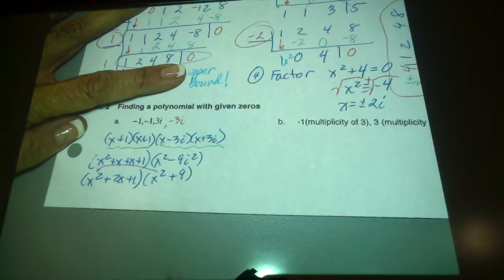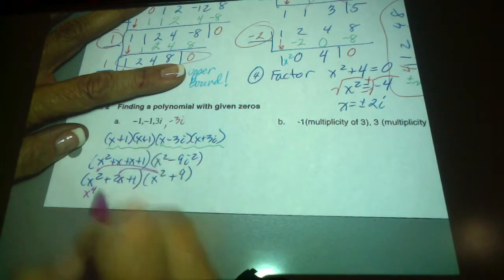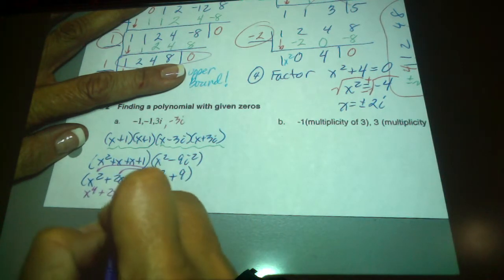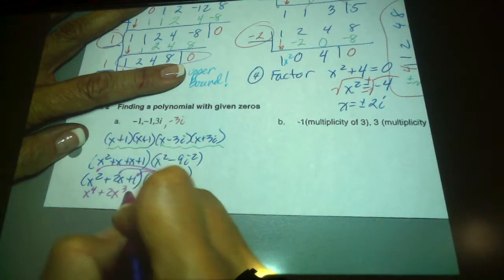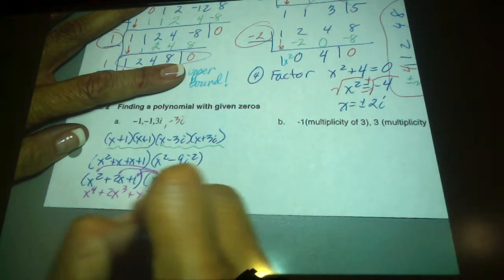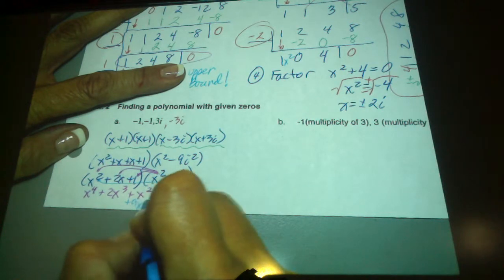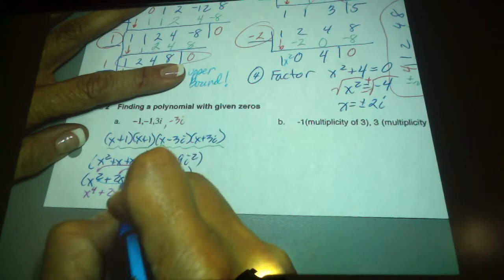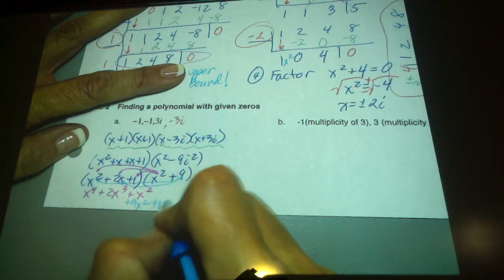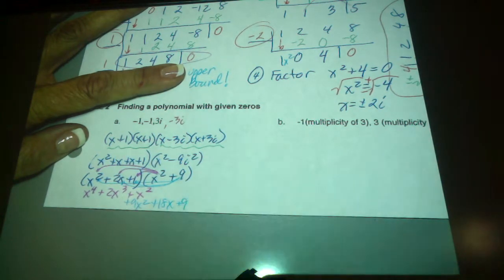So x squared times x squared, x to the 4th, x squared times 2x, plus 2x to the 3rd, and x squared times 1, plus x squared. Then we're going to distribute the 9. So I've got 9 times x squared, so that gives me plus 9x squared. 9 times the 2x gives me positive 18x. And 9 times 1 plus 9.